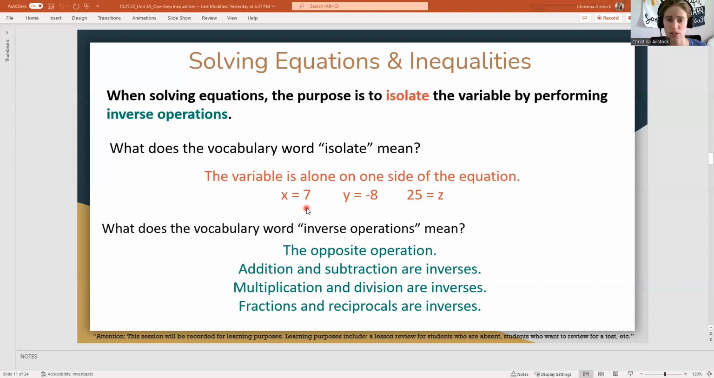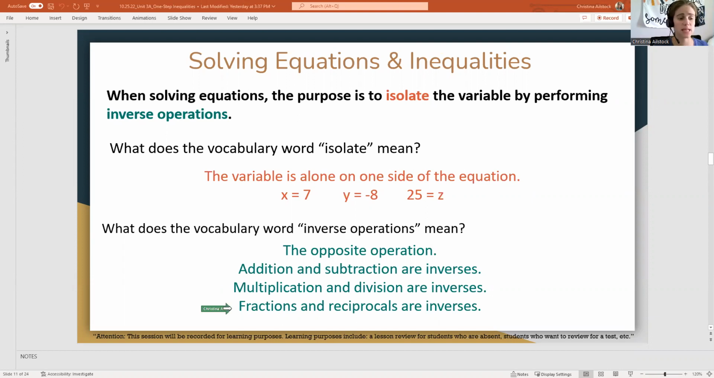The way that we solve a problem and get our answer to look like this, isolate that variable, is we use inverse operations. So if we break that vocab word down, inverse means opposite. So if you're doing the inverse of something, you're doing the opposite. And then our operations, the main ones we work with are addition, subtraction, multiplication, and division. Those are our primary operations. So addition and subtraction are inverses, they're opposites of each other. And multiplication and division are inverses, they're opposites of each other.